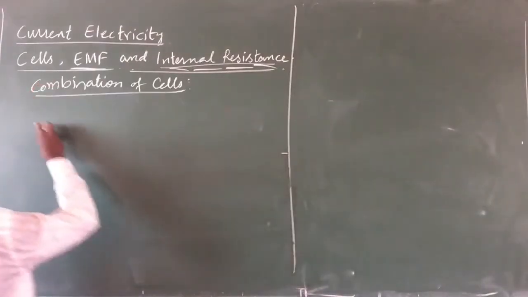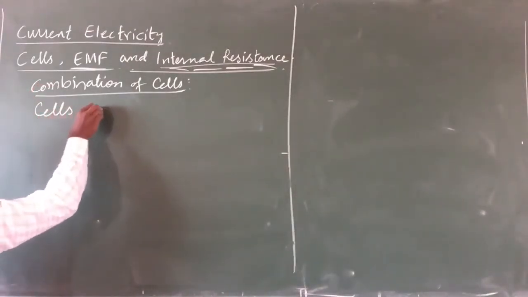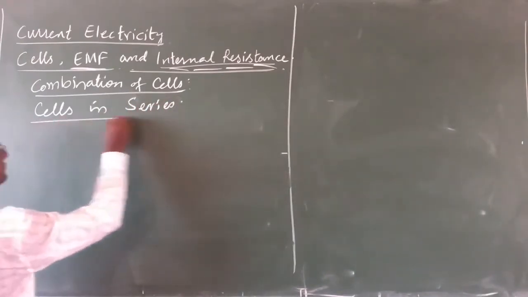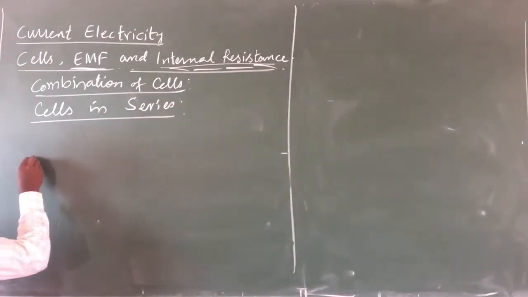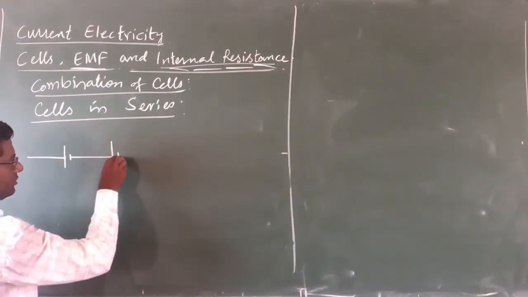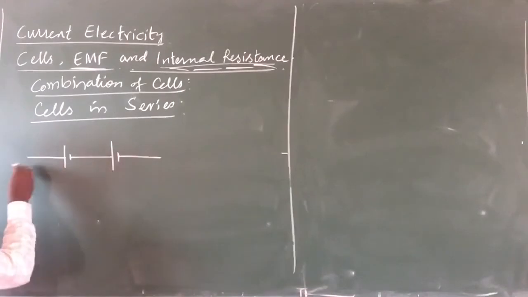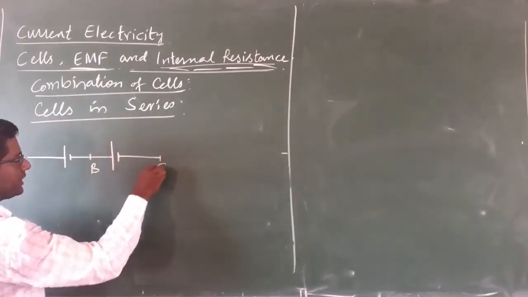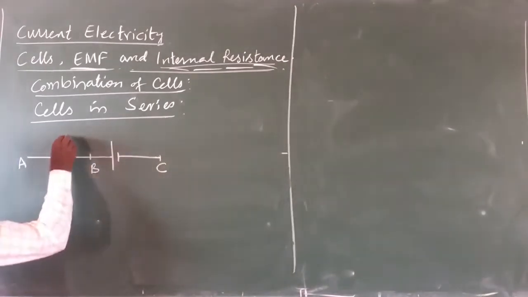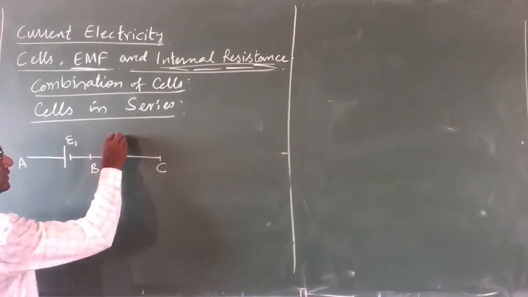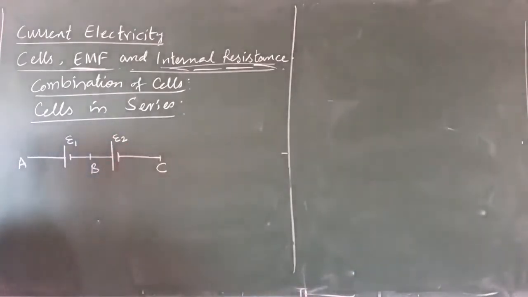Combination of cells. First one is cells in series. So just like resistors, we will have cells which are going to be appearing one after another. Let's call this point as point A, this point as point B, and here we have point C. This cell will have some EMF, I will call it epsilon 1. This cell will have an epsilon 2.